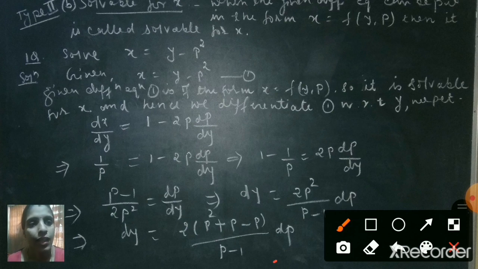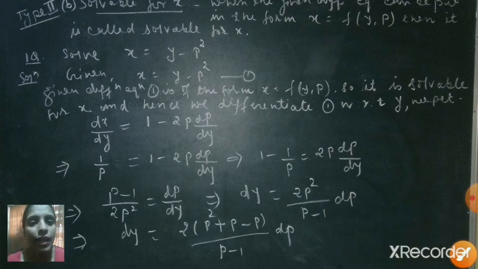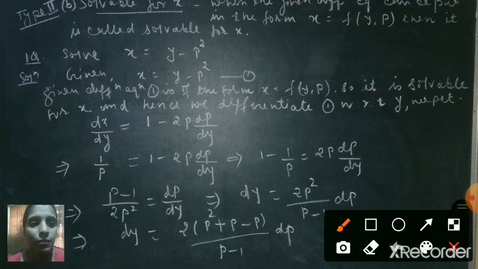So this implies dy equals 2 times, we can write p square as p square plus p minus p, while taking the 2 outside. Why this? Because we have p minus 1 in the denominator, and to find its integration we have to simplify it. You can use partial fractions, but here I am using simplification, and we write it like this: p square plus p minus p.